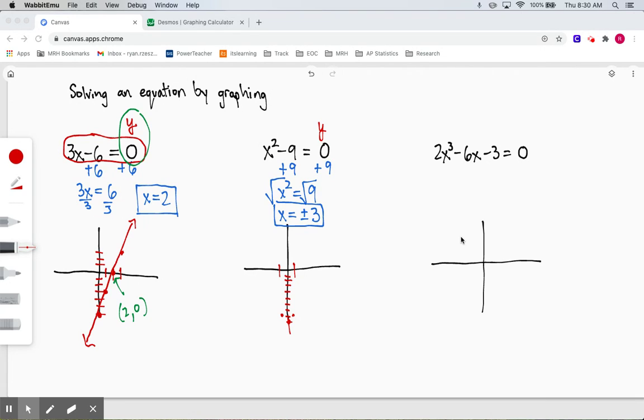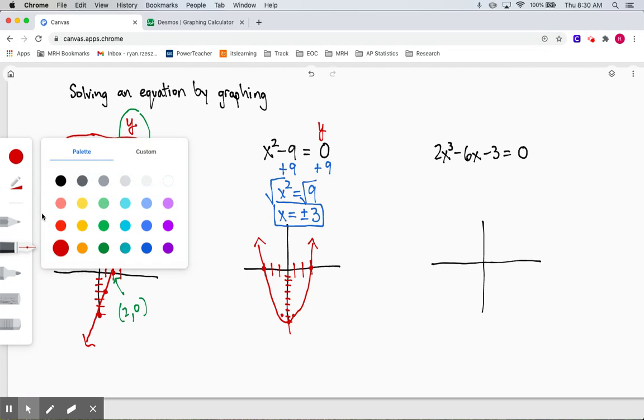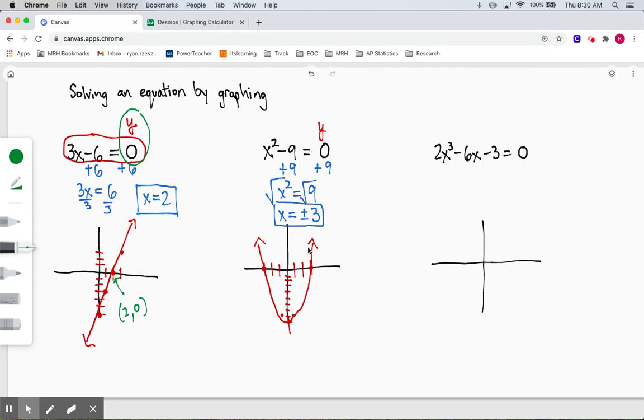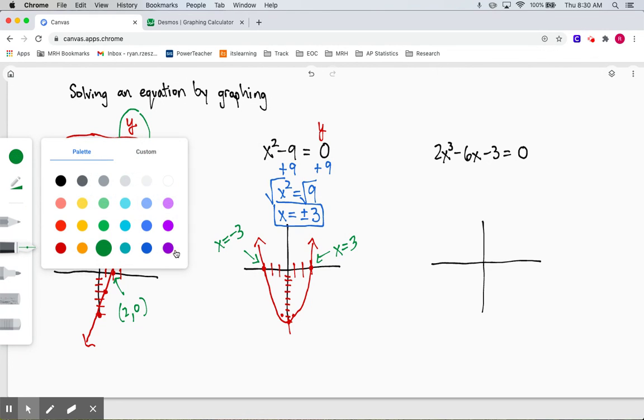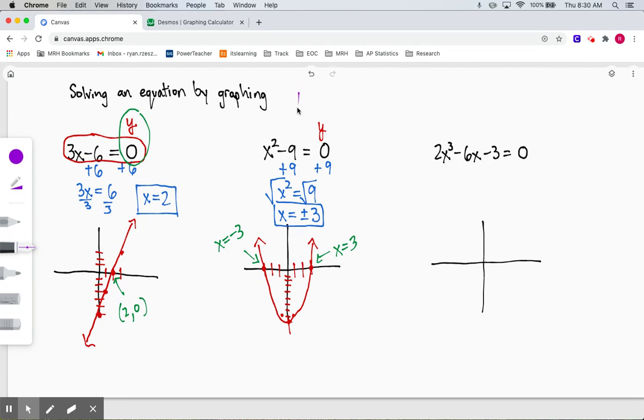So what's going to end up happening with that graph if I were to keep on plugging in points, like if I wanted to make a little table? Well, this graph is going to hit at positive 3 and negative 3 on the x-axis. So this parabola looks something like what you see right here. So yet again, the answers to the problem are the x-intercepts. And that is such an important idea that I'm going to have you write that down with a big star by it.